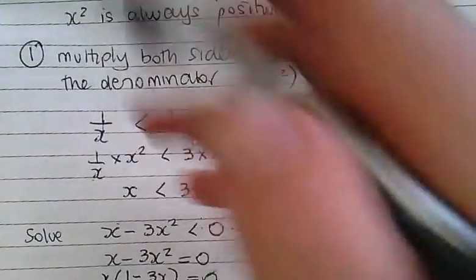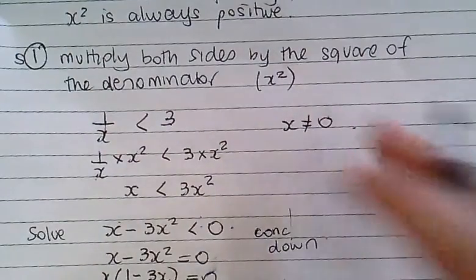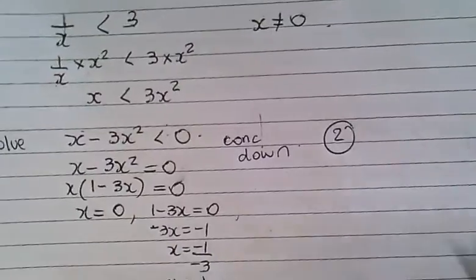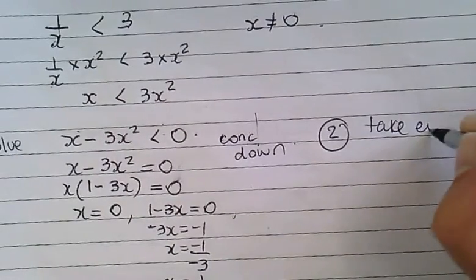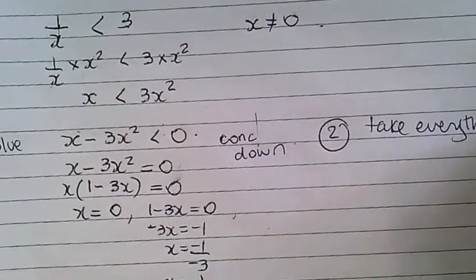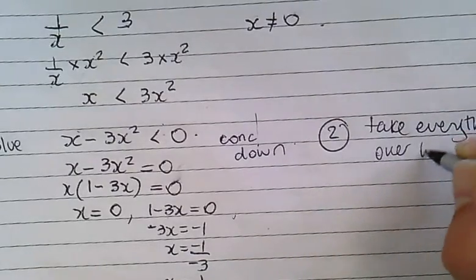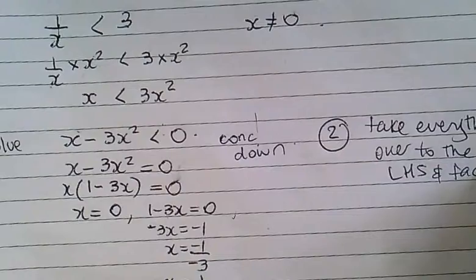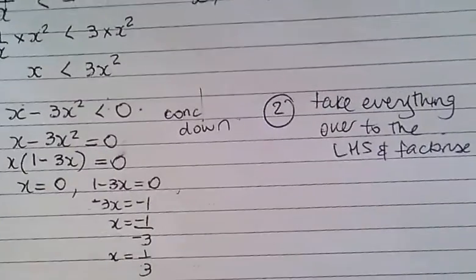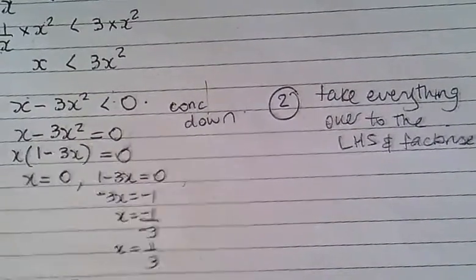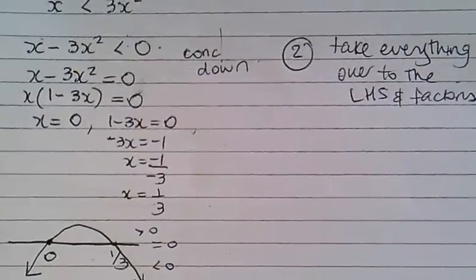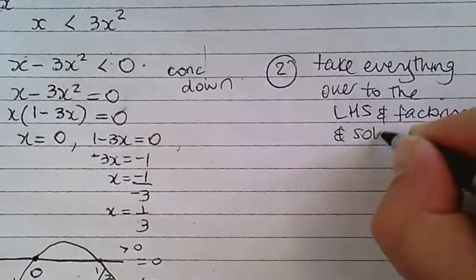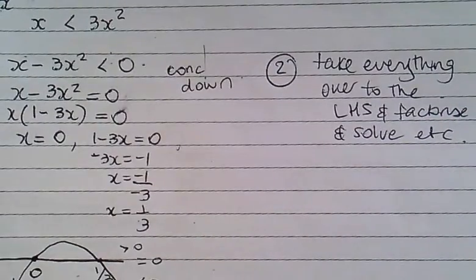All right. Step 1 was to multiply both sides by the square of the denominator. The second step, I didn't write what we were doing, was take everything over to the left-hand side and factorize. Now, as someone was saying, why didn't I take it over to the right? And I could, so factorize and then solve, etc., as in 2 unit.